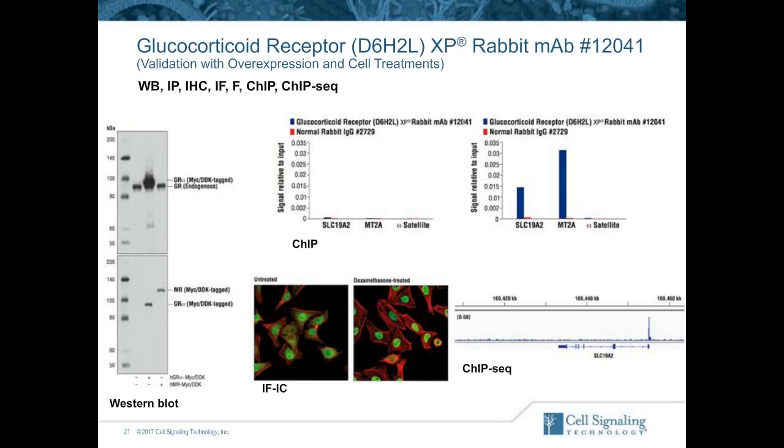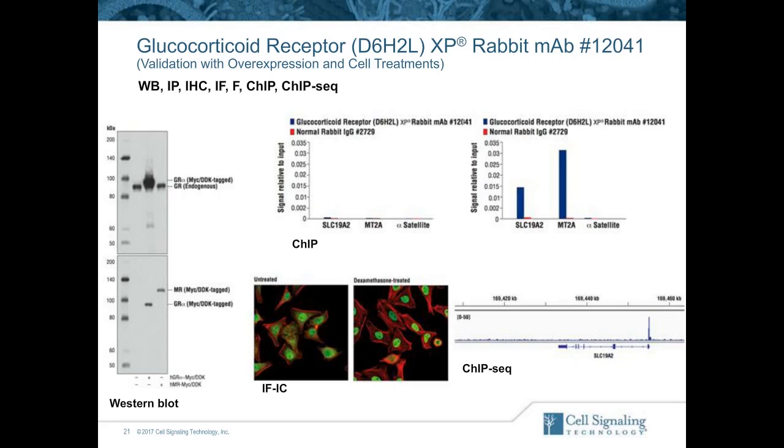And finally, we have a Western blot on the left. Here we're looking at whole cell lysates from 293 cells that are either untransfected in lane 2, transfected with an overexpression construct for MYC-tagged GR in lane 3, or transfected with a construct overexpressing MYC-tagged mineralocorticoid receptor in lane 4. And again, we see this antibody is very good at detecting endogenous GR, overexpressed GR, but it doesn't cross-react with the mineralocorticoid receptor protein, again showing that it's specific for GR.